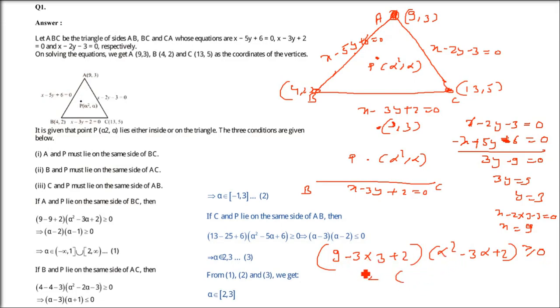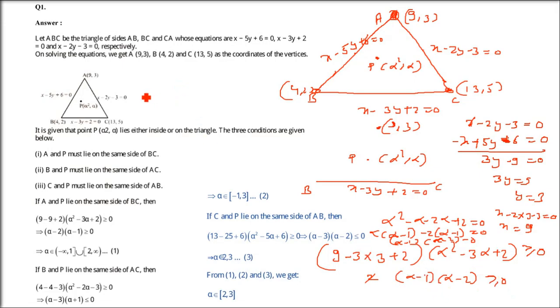And this is constant, it doesn't matter. Alpha square minus 3 alpha plus 2, let me find the factors of this equation. So it will be alpha square minus 2 alpha minus alpha plus 2, that is, alpha minus 1 and alpha minus 2 equals 0. So these are two factors, alpha minus 1 and alpha minus 2. Because the constant 2 is positive, we don't have to worry about that.